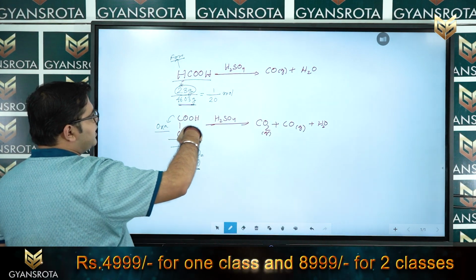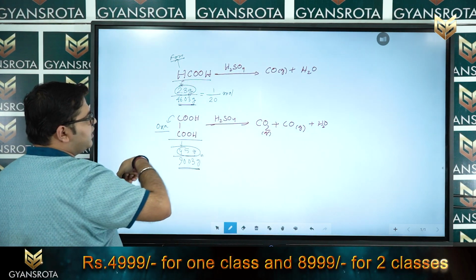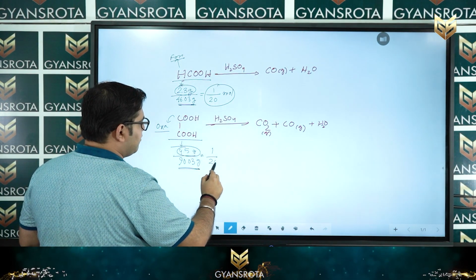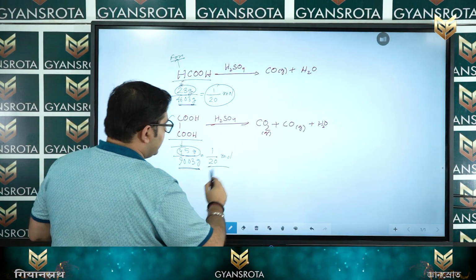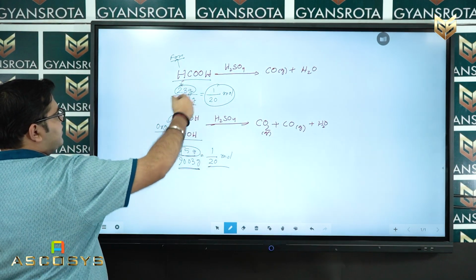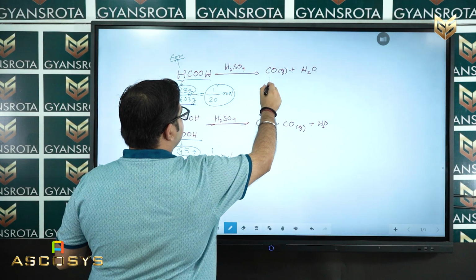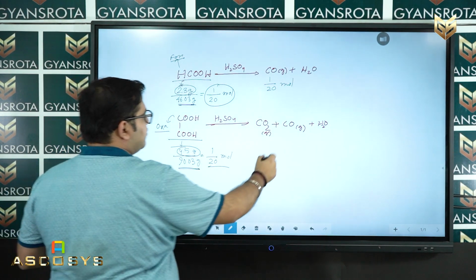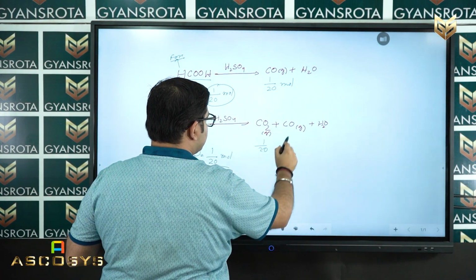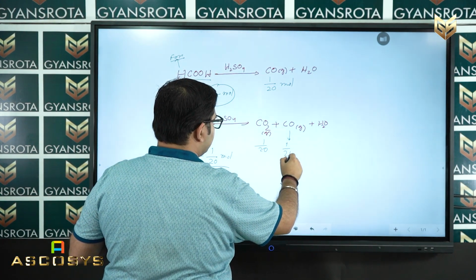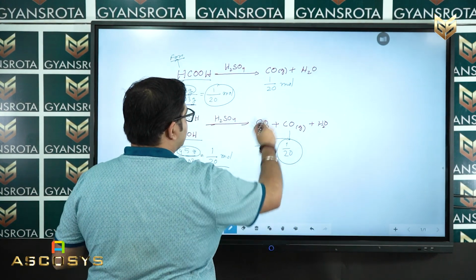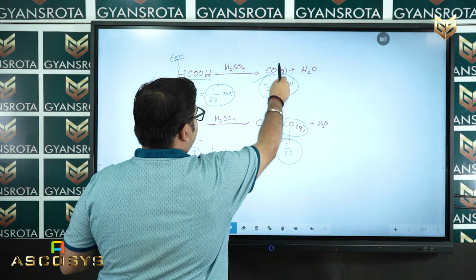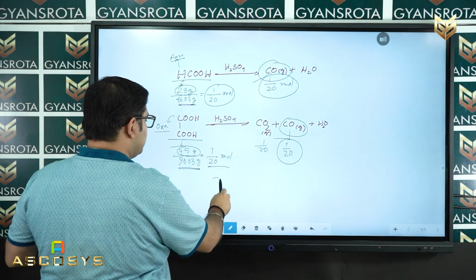So, how to convert it into mole? The given weight divided by molecular weight will give you the moles. So, here also it is coming as 1/20 mole. If this 1/20 mole is treated, how much mole are we getting of carbon monoxide? 1/20 mole. Here also we are getting 1/20 mole of carbon dioxide and 1/20 mole of carbon monoxide. How many carbon monoxide here? Here is 1, here is 1. So, total 2 CO will be there.